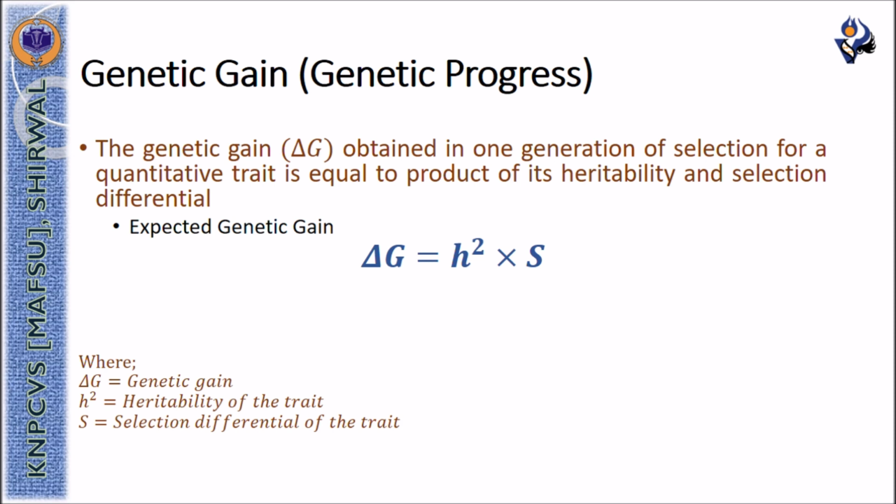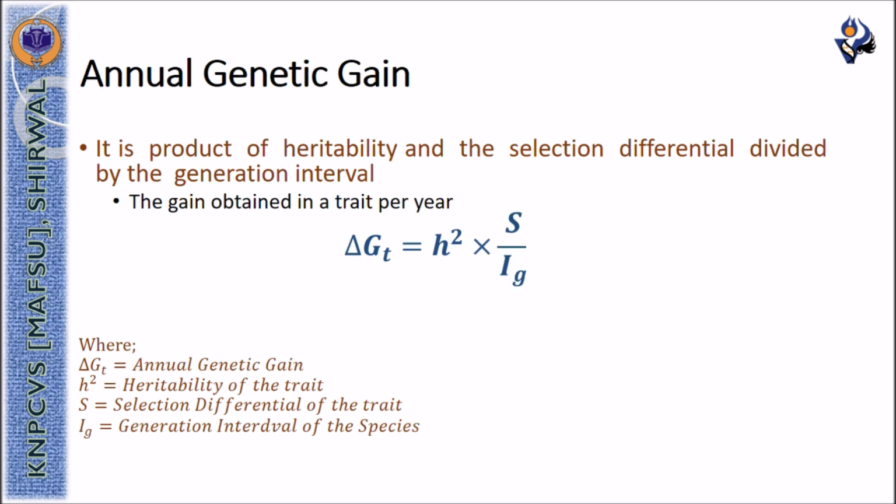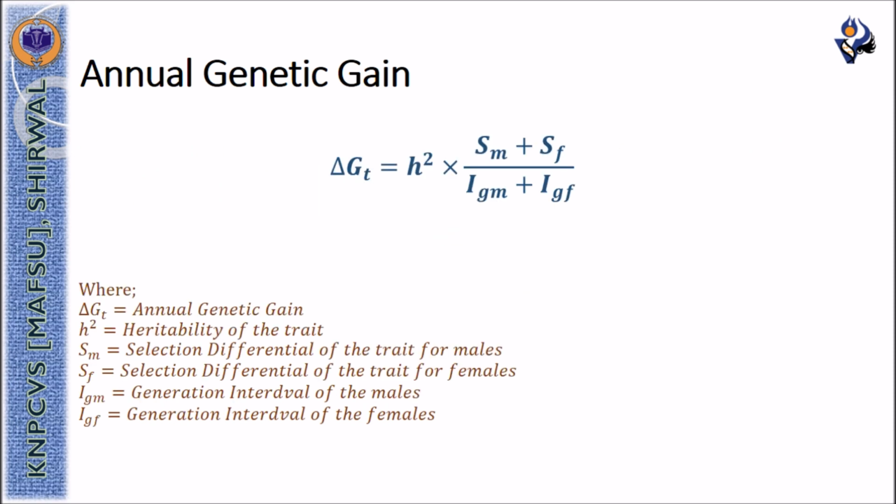The genetic gain, genetic progress, or the expected genetic gain for a quantitative trait is equal to the product of its heritability and selection differential. Annual genetic gain is calculated by taking heritability multiplied by selection differential divided by generation interval of the species. Now, in many of the species, generation interval for males will be different from generation interval for females, and selection differential for males and selection differential for females will be different.